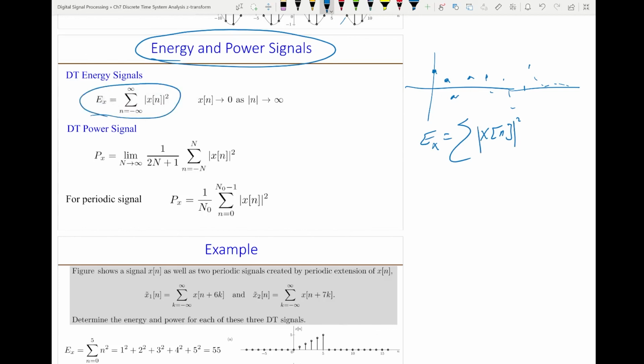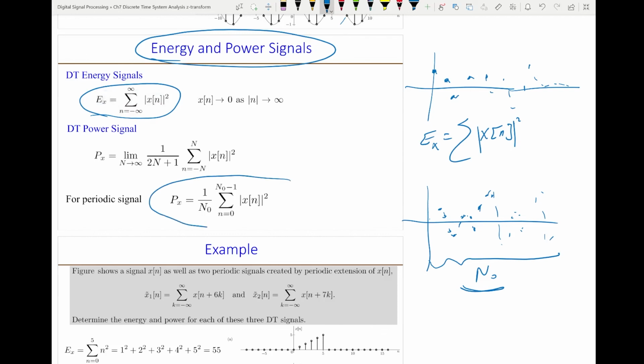Now, if the signal is periodic, or it just keeps going for a while and may look something like this, periodic, then to estimate its strength, first I have to decide how many samples to take, where I can see a rhythm and the signal starts repeating itself. Then I square all these samples and sum them up, and then I average them by dividing by n0. And this is the definition.